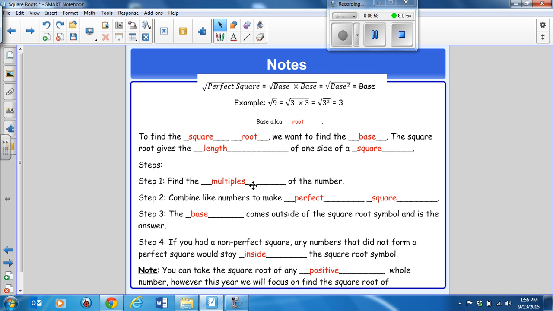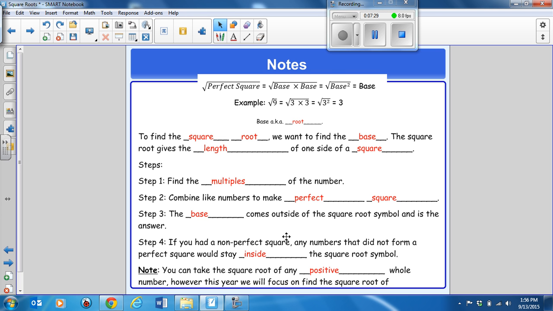So our first step is to find the multiples of the numbers. So for 9, the multiples would be 3 times 3. And they do need to be the same number because we are dealing with perfect squares here. Then we can combine those numbers to make the perfect square. So we have 3 squared, and then the base, the 3, is what comes outside of the square root symbol, and that's our answer. If you have a non-perfect square, any number that did not form a perfect square would stay inside the square root symbol.